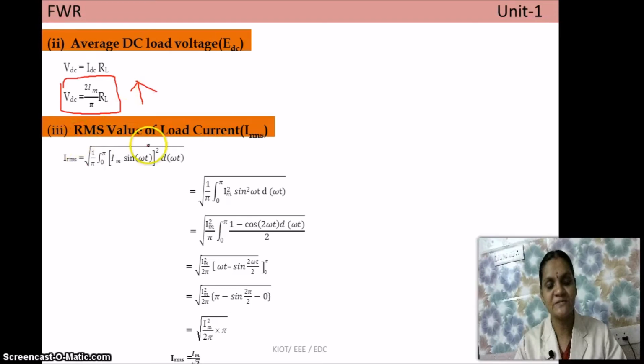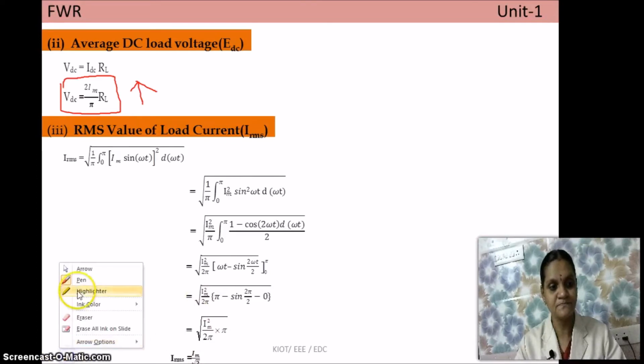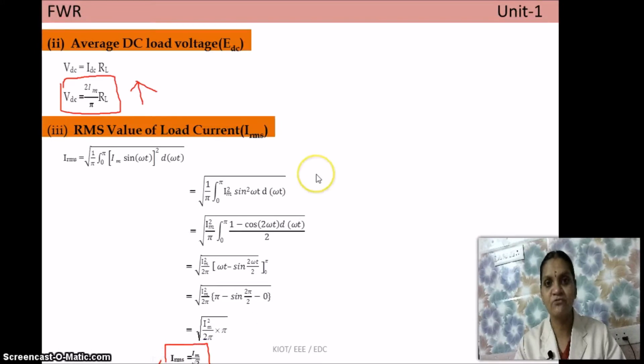The next one is the RMS value of load current, IRMS. You know the formula is the square root of the area under the squared curve divided by time period. Similar to half wave rectifier, use the formula, simplify the expression, and finally you will get IRMS equal to Im divided by root 2, whereas in half wave rectifier we got IRMS equal to Im by 2. Comparing Im by 2 and Im by root 2, Im by root 2 is somewhat larger. The conclusion is that the IRMS value increased in full wave rectifier.